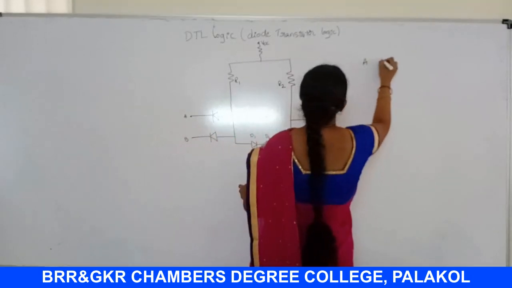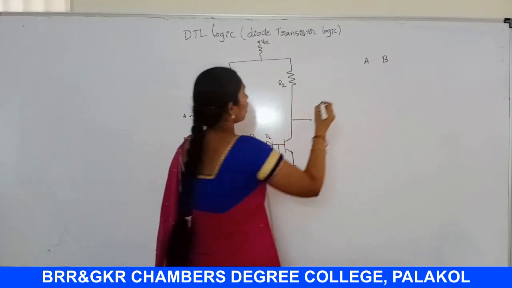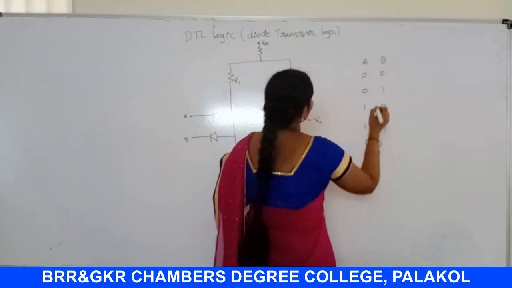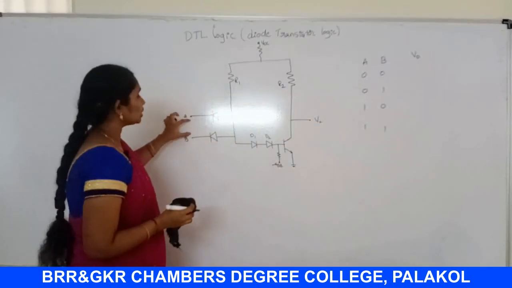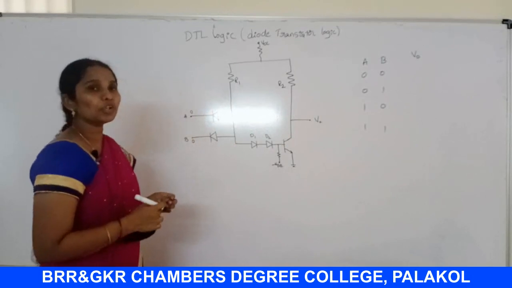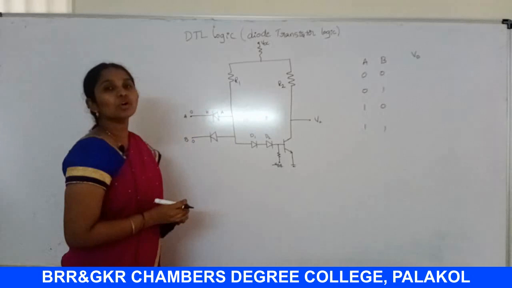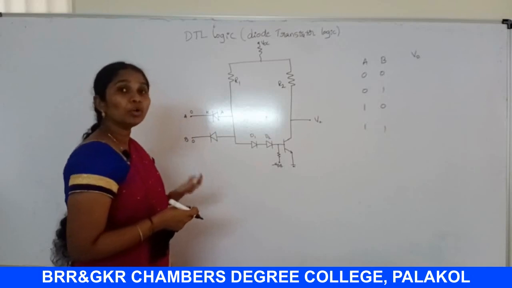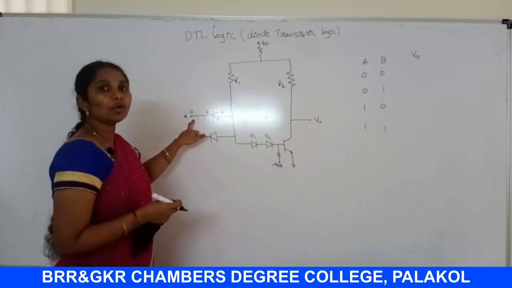So here A, B. If I give only two inputs, the combinations are 0 0, 0 1, 1 0 and 1 1, and this is the output. The first condition is when I apply 0, 0. Here this is a cathode and this is an anode. Very low voltage is required to operate this diode on the cathode side. So 0 is nothing but a low voltage.